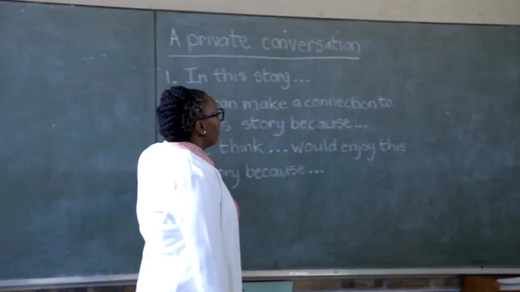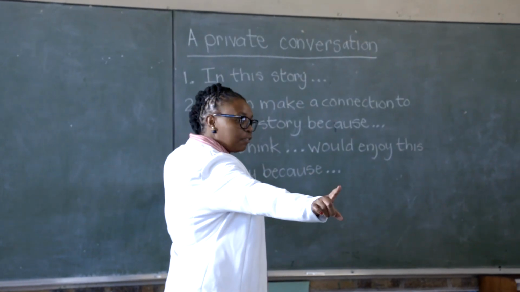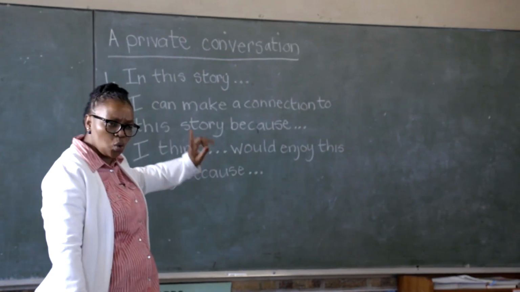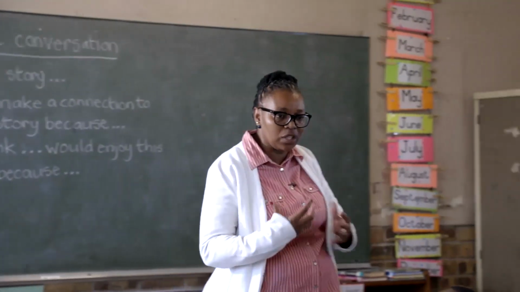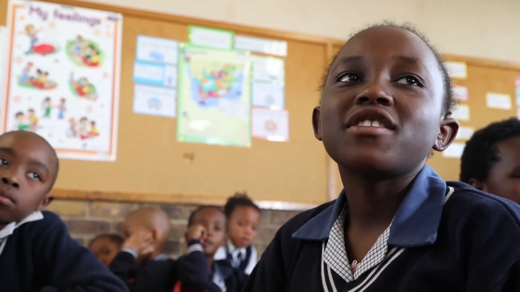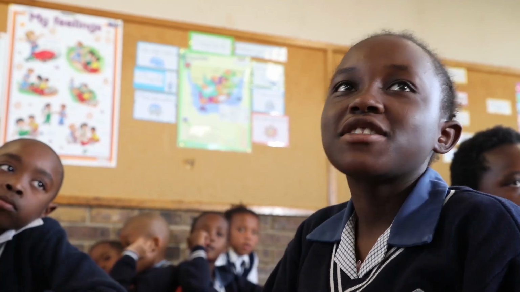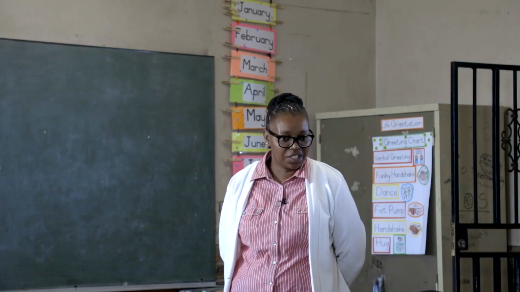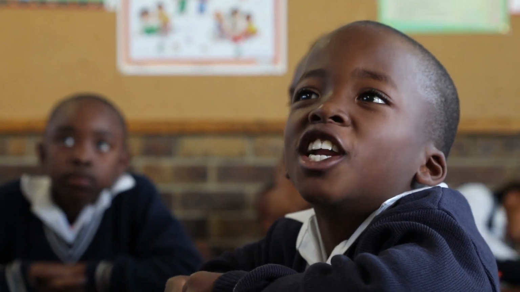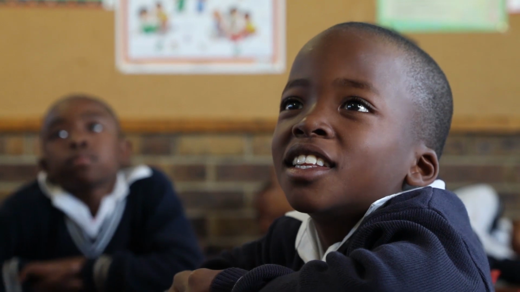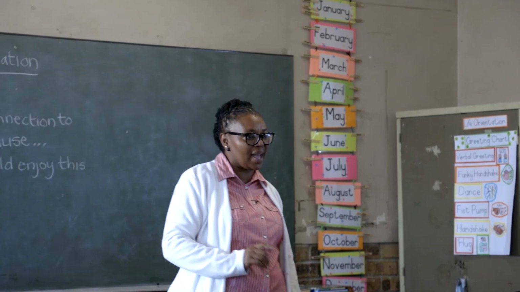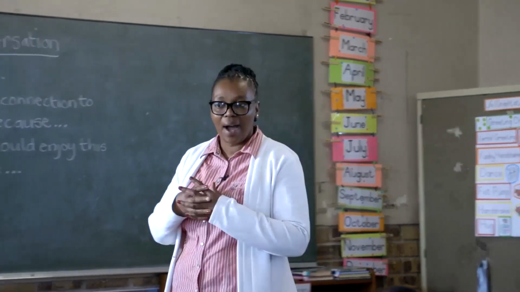Let's then move to number three. Number three, still from your group. I think would enjoy the story because, who do you think will enjoy the story and why? I want you to complete that up. I think my sister would enjoy this story because it's fun. Very good, Charmaine. Luanze? I think my mother will like this story because she likes funny things. Beautiful. Now that you have completed all this, I think this group has done very well. Can we then listen to another group?